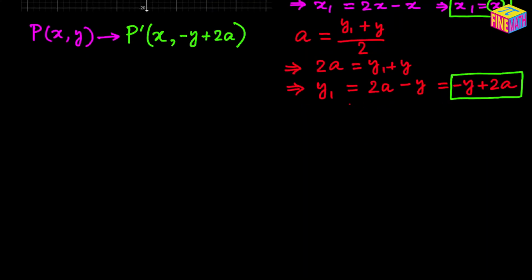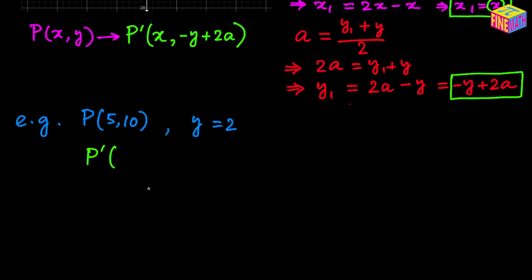So let's take a couple of examples. Suppose our original point is, say, 5, 10, and we are taking the reflection on a line which is y equals 2. Let's assume that the image location is P prime. What would be the coordinates of the image?